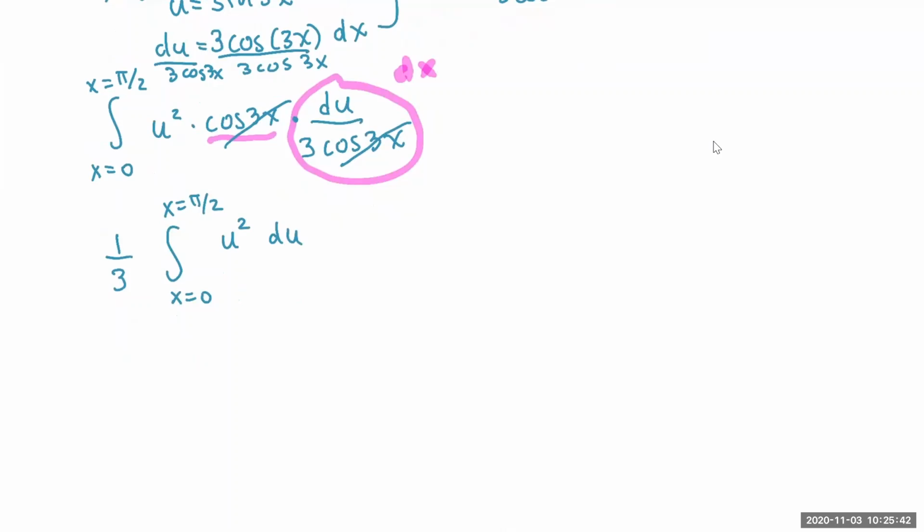Sometimes what they do is you have to understand both ways of doing the problem from here. Okay, so you have a problem here. You have the antiderivative with respect to u. Your limits of integration are with respect to x.